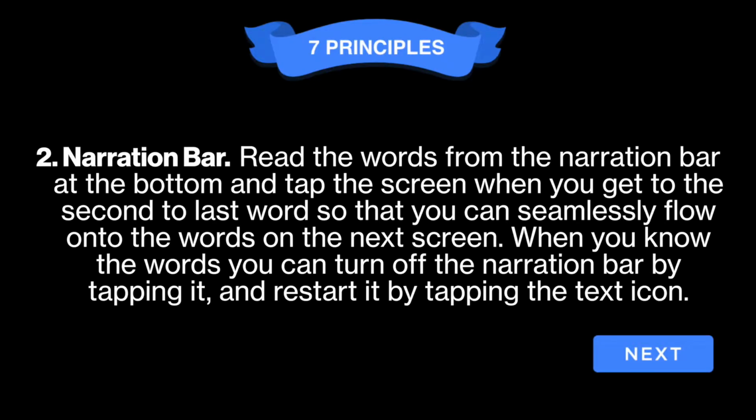Second principle is the narration bar. Read the words from the narration bar at the bottom, and you touch on the screen at the second to last word, so you seamlessly flow to the next page. Now, if you wait and read the whole thing and then tap, then it's disjointed, because you might be mid-sentence and you've read the sentence, you tap, and then your eyes go to the first word and there's a little gap and it becomes disjointed.